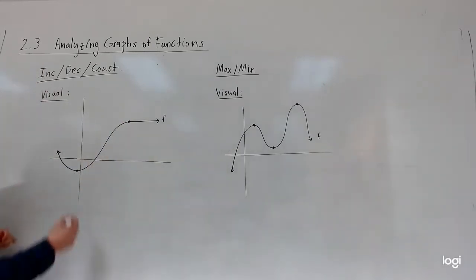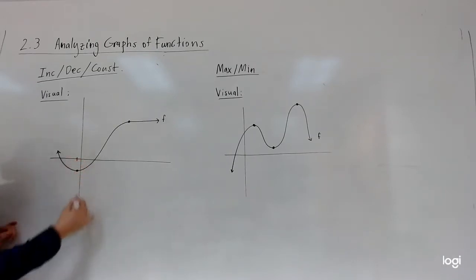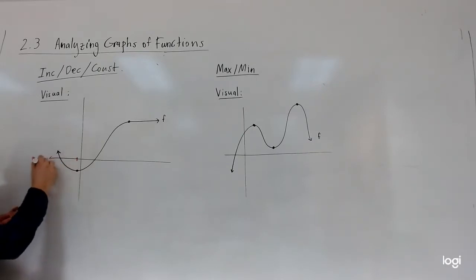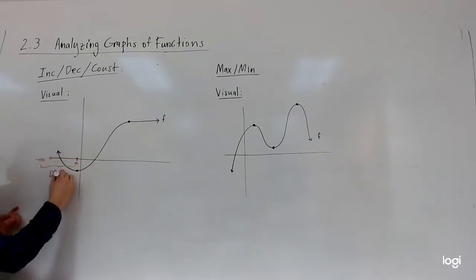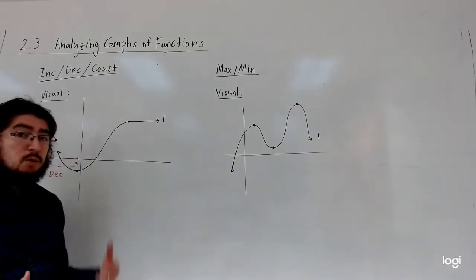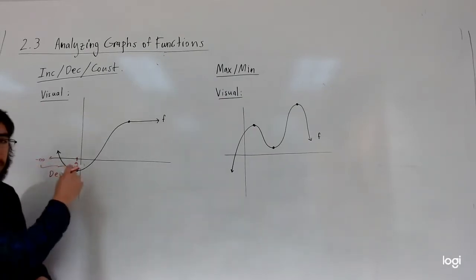So here, from negative infinity to this x value, it seems the function is decreasing. So from negative infinity to this value, let's call it a, we have a decreasing function. What decreasing means is the y values get smaller and smaller. So as you go from left to right, it's going down.